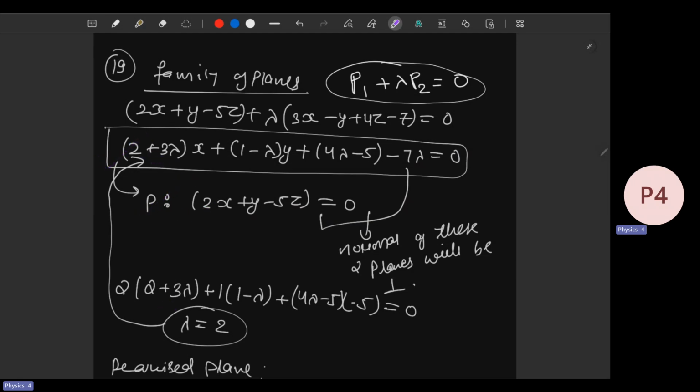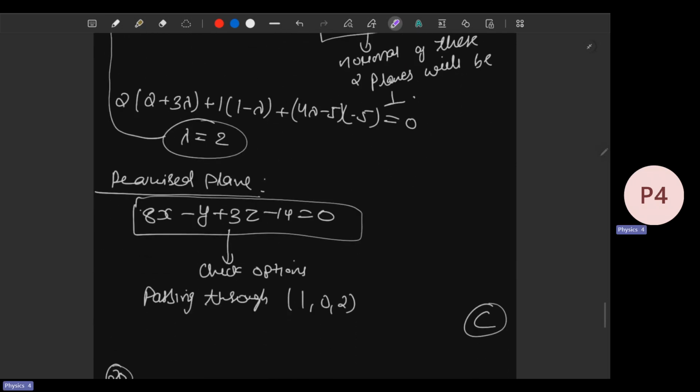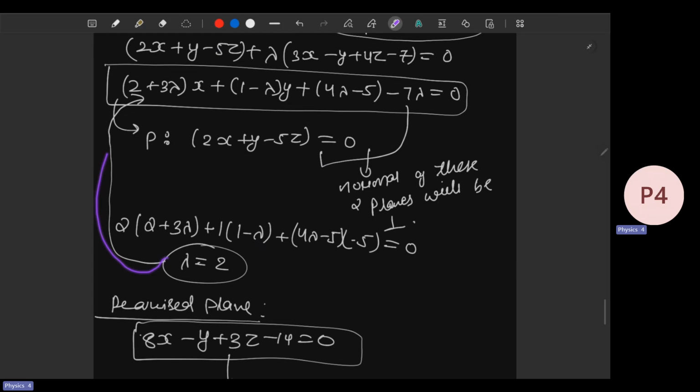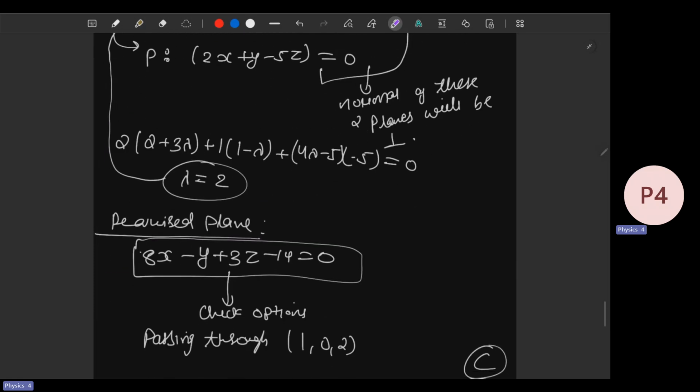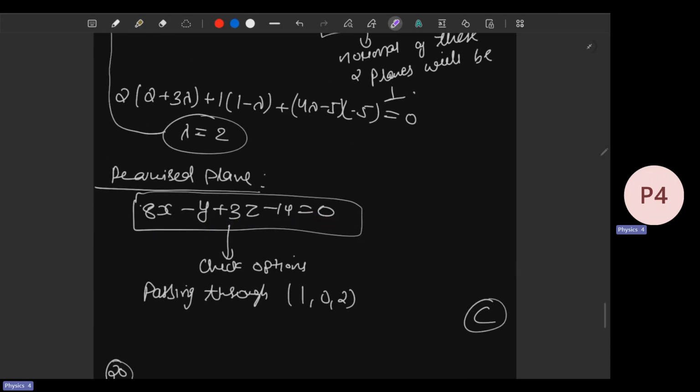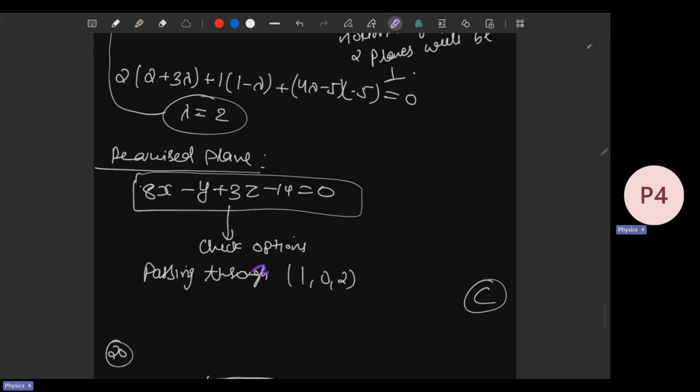So 2 times (2 plus 3 lambda) plus 1 times (1 minus lambda) minus 5 times (4 lambda minus 1). If we solve this, we get lambda equals 2. If we put the value of lambda in this equation, we get the required plane, that is 8x minus y plus 3z minus 14 equal to 0. From the options, we can check which of the coordinates satisfy the required equation of the plane. So this plane is passing through (1, 0, 2). That is option number C.